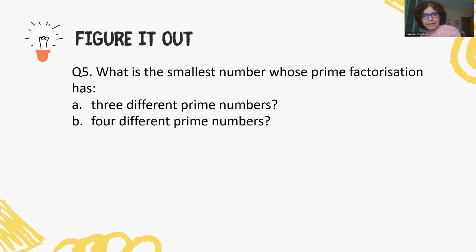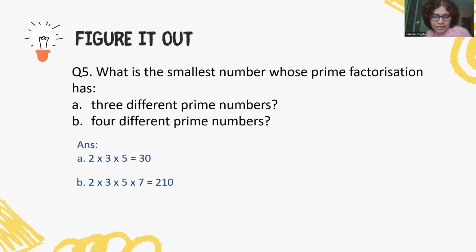What is the smallest number whose prime factorization has A, 3 different prime numbers and B, 4 different prime numbers? The first one's answer is small. First, we'll start with all the prime numbers in ascending order. We know that 2, 3, 5 are prime numbers. So we take the first 3 prime numbers and get the number 30. Similarly, for 4 different prime numbers, what is the next largest prime number? That is 7. So 30 into 7, we get the number 210.